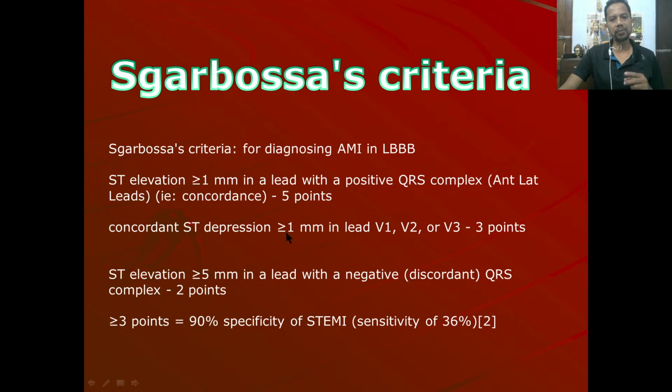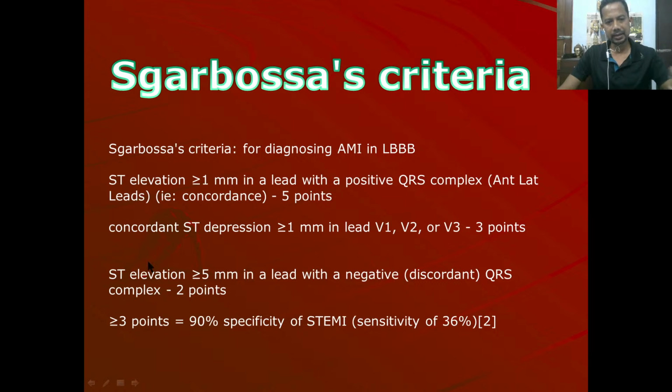So that is 1 point, ST elevation in the lateral leads. Concordant ST depression of more than 1 millimeter in V1, V2, V3 carries 3 points. So 5 points for ST elevation in lateral leads where there was ST depression, and concordant ST depression of more than 1 in V1, V2, V3, 3 points. Then ST elevation more than 5 millimeters in leads with a negative or discordant QRS complex, 2 points.